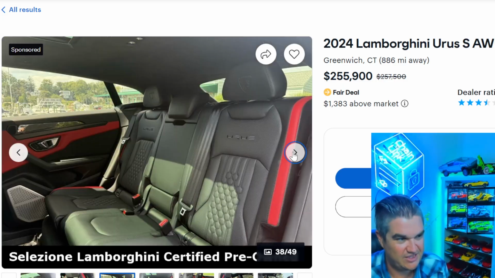All right. There's the back seat for the kiddos or the dogs. Imagine putting dogs in the back of your Lambo. I'm sure some people do. If you can afford to buy two or three Lambos, then who cares?